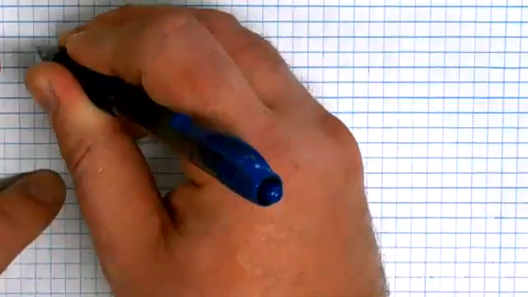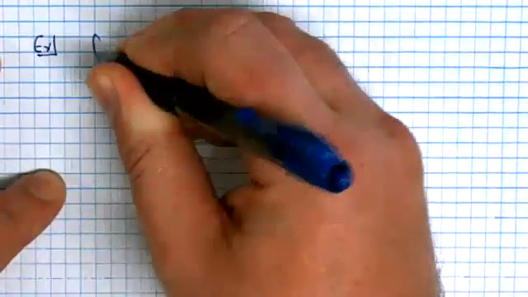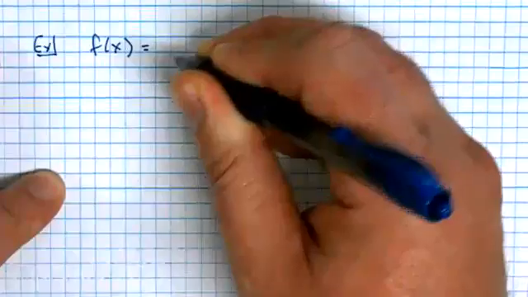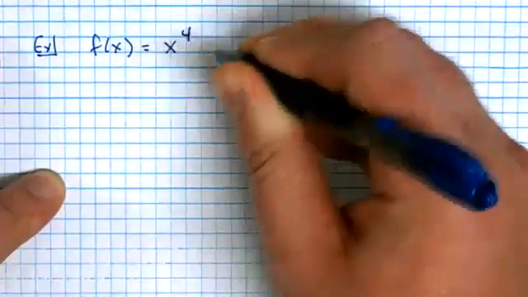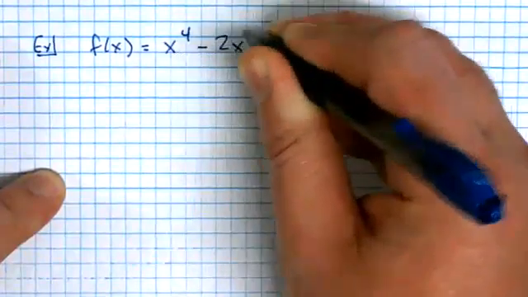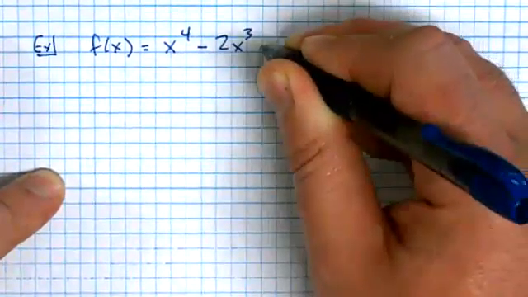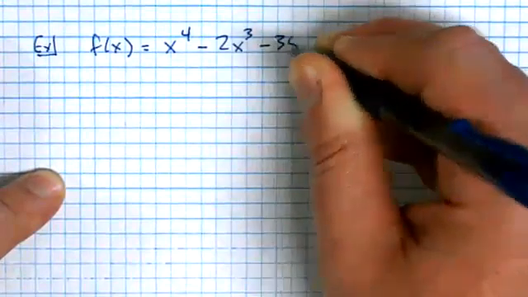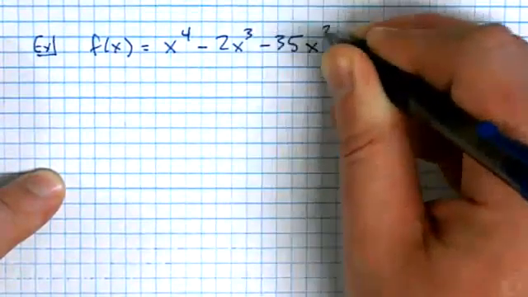So here's our function. F of x equals x to the 4th minus 2x to the 3rd minus 35x squared.